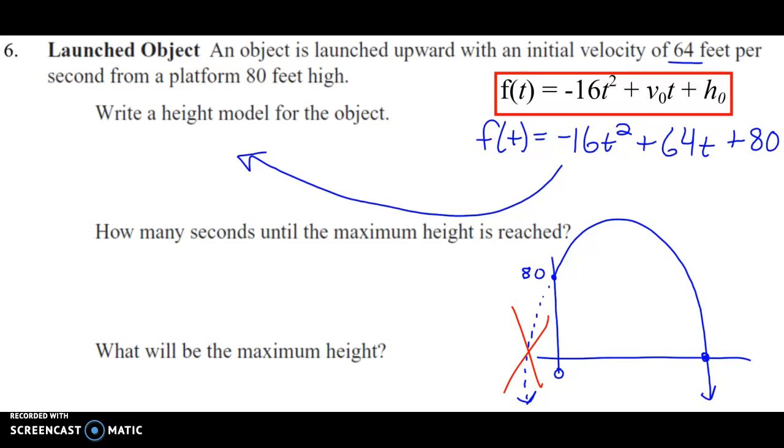So how many seconds until the maximum height is reached? Which axis is seconds? The y-axis or the x-axis? X-axis. The time when it's at its max has a special name. It's called the AOS. AOS equals, this is a good review from your first test, negative b over 2a.